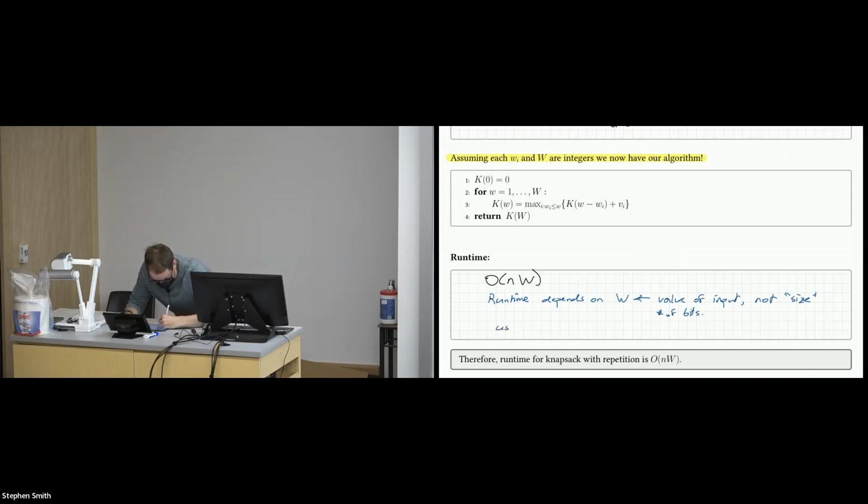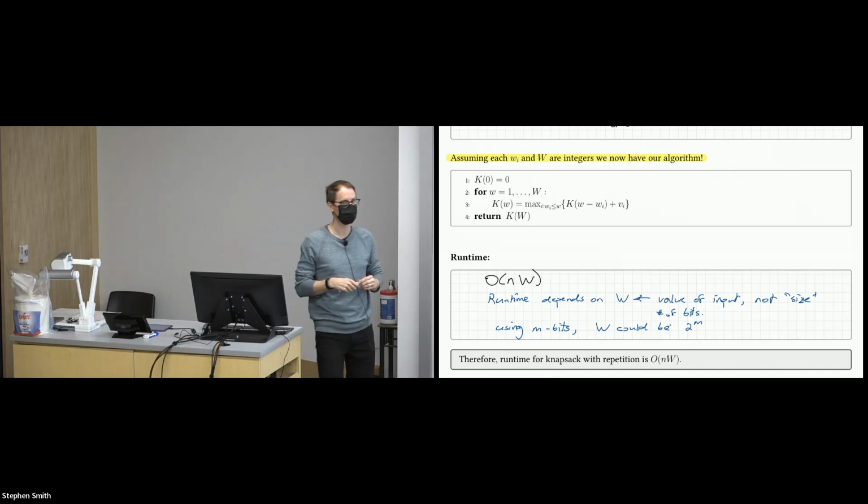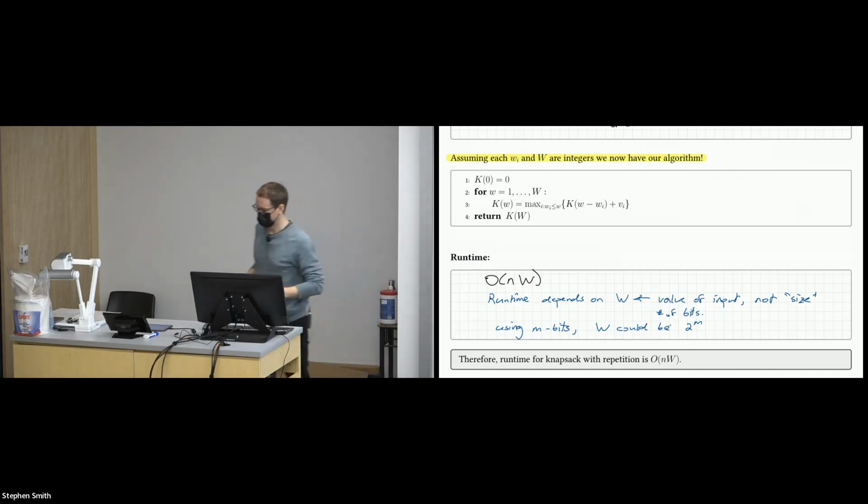So, for example, using M bits, W could be 2 to the M, or 2 to the M minus 1, I guess would be the largest number. And so you can see, even without making my input very large, my runtime grows exponentially in the input size. So this is not a polynomial time algorithm, right?